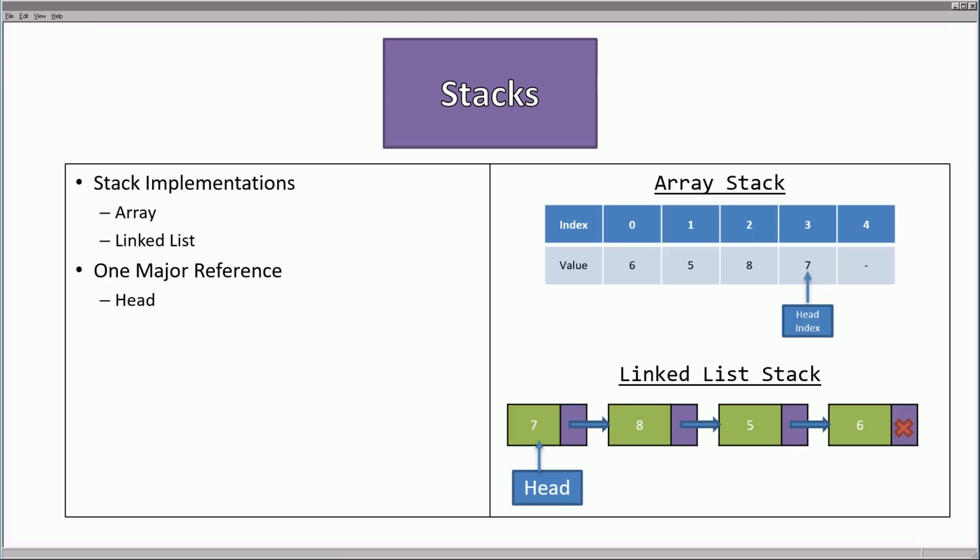Now, just like with the queue, we can implement a stack using those foundational data structures like an array or like a linked list. The big difference now is there's only one major reference, the head, whether it be the head index for an array or the head reference inside of a linked list. We don't require a tail this time because keep this in mind. When we were adding to the end of a queue, we had to add it past that tail reference. However, with a stack, we add and remove at the head.